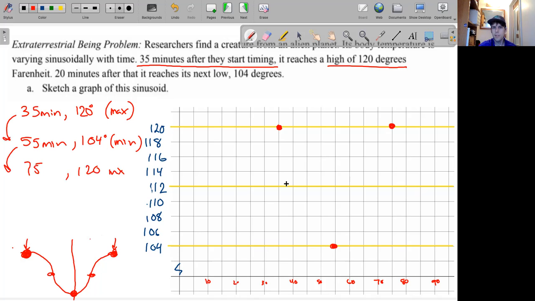All right, and in between these, we have our equilibriums. These are 20 minutes apart, so it'd be 10 minutes in between them, and there are our quarter points. So now we have a nice single cycle that we could sketch and see what it looks like.